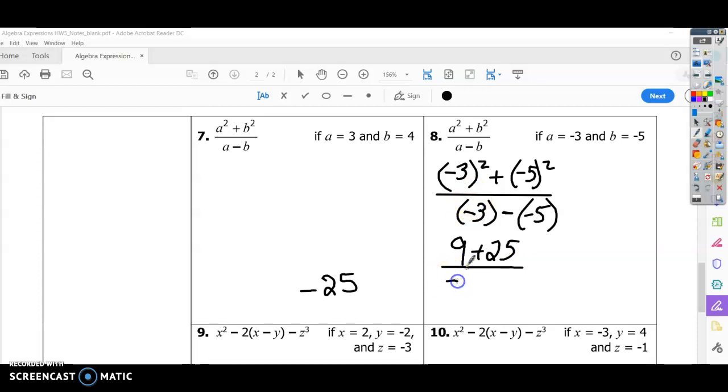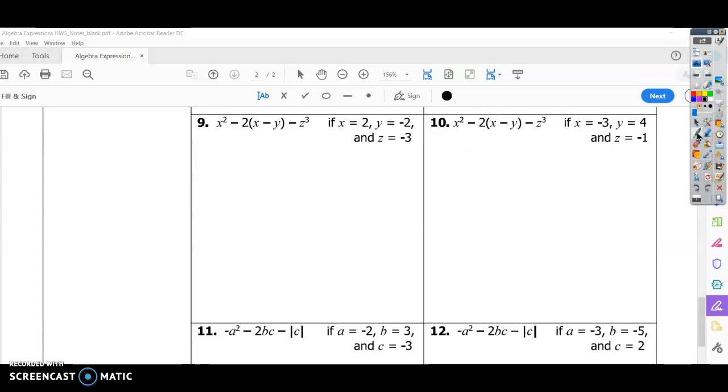Then I have negative 3. And then negative times a negative is plus 5. Then I can add. These are on top, so I need to go ahead and combine these. 9 plus 25 is 34. And then negative 3 plus 5 is 2. 34 divided by 2 is the same as half of 34. That means when we simplify this, you get 17.